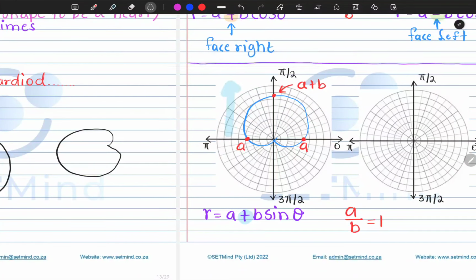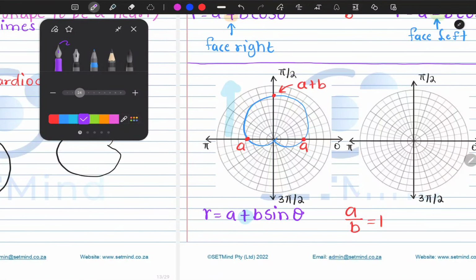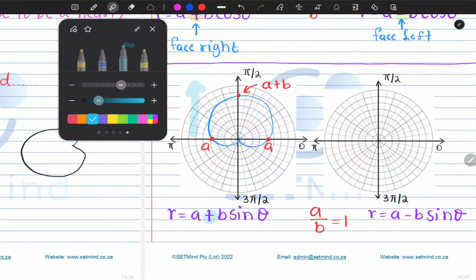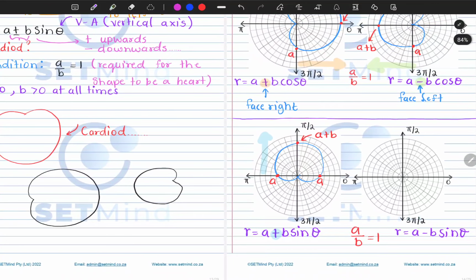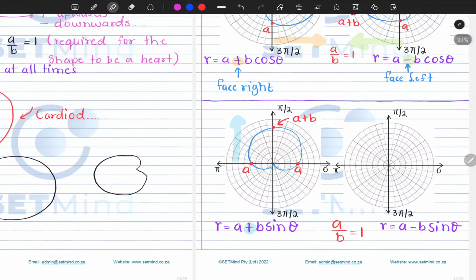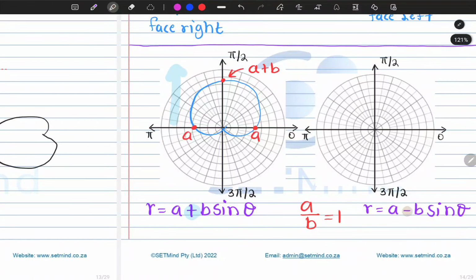Now let's go to the next one where we are given R equals A minus B sine of theta. So remember here, B is still positive. It doesn't mean that B is negative in any way here. I need you to keep that in mind, that B is positive. So let's go now. If you look carefully, we have a negative before B.